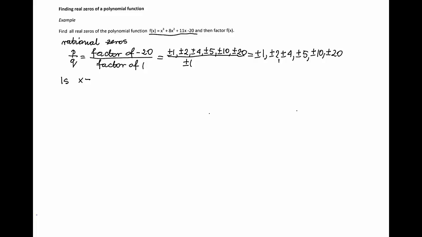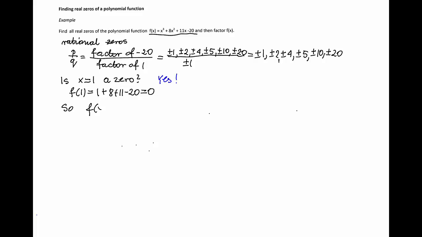So let's check the simplest one, x equals 1, and let's check whether x equals 1 is a zero. How do I check that x equals 1 is a zero? Well, I will use the definition. We'll compute the value of the function at 1. And the value of the function at 1 is 1 plus 8 plus 11 minus 20, and that's clearly 0. So the answer to our question is yes, this is a zero.